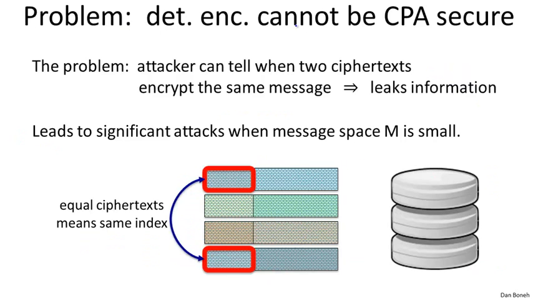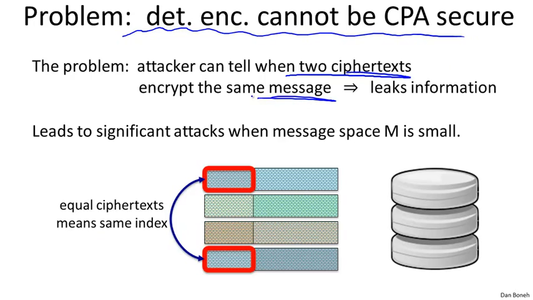And so this should be disturbing to many of you, because we previously said that deterministic encryption simply cannot be chosen plaintext secure. The problem is that an attacker can look at different ciphertexts, and if he sees the same ciphertext twice, he knows that the underlying encrypted messages must also be the same. So in other words, by looking at ciphertexts, he can learn something about the corresponding plaintexts, because every time he sees the same ciphertext twice, he knows that the underlying messages are equal.